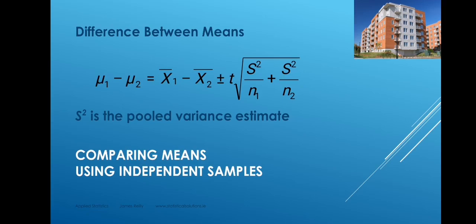That's just not possible. So we will simply have to take a random sample of apartments in Lucan and take a random sample of apartments in Naas, and those will be independent samples. We have this formula for making the comparison.